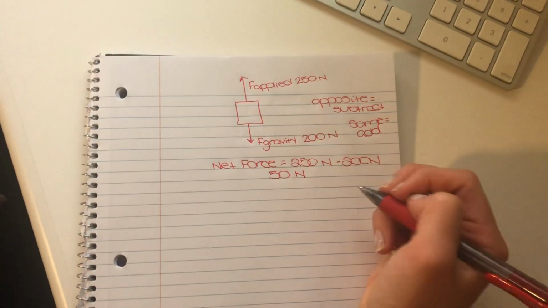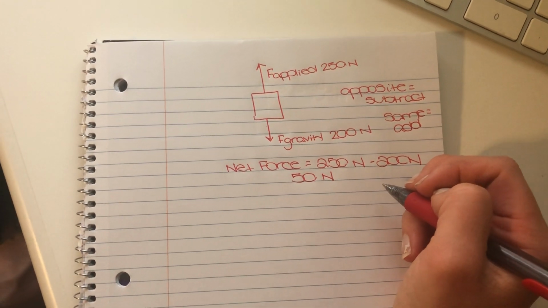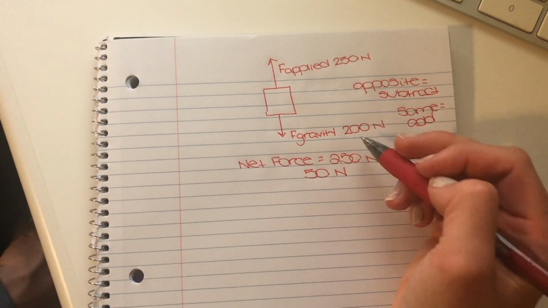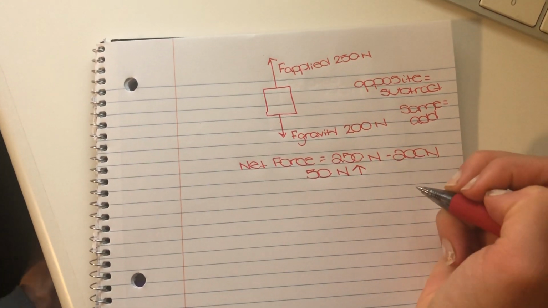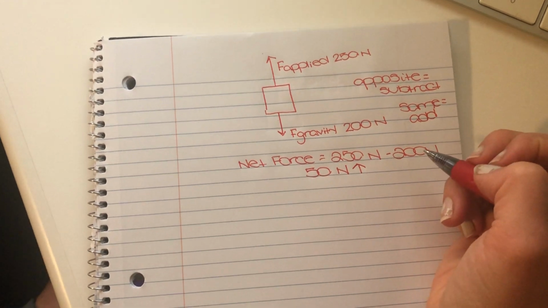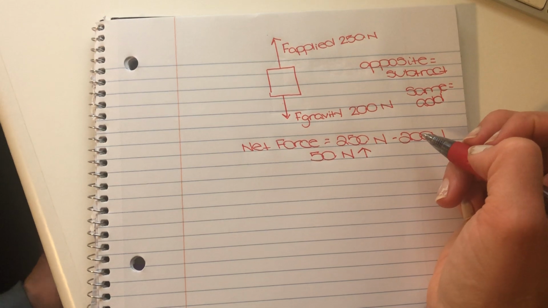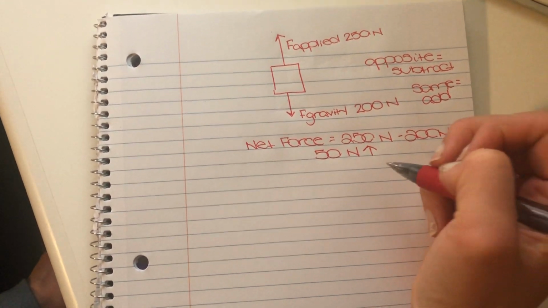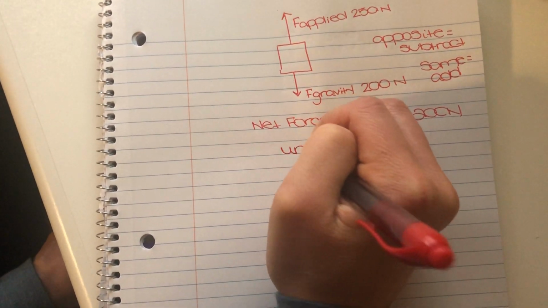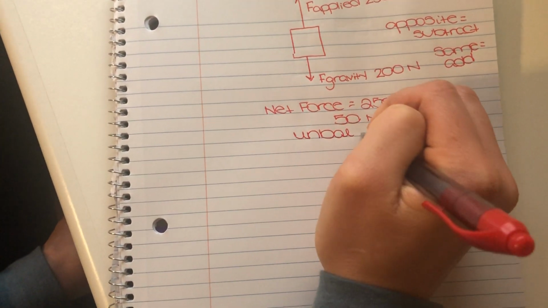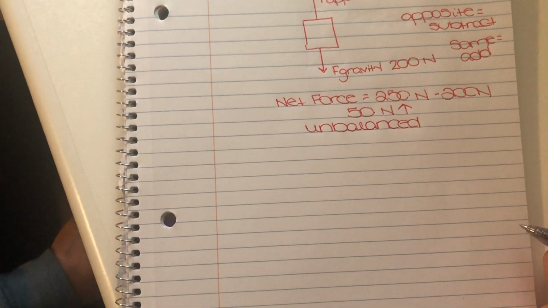And remember, force is something called a vector, so it also has to include a direction. In this case, 250 is greater than 200, so the direction is up. And then part 3 is, is the force balanced or unbalanced? If the forces were balanced, my net force would equal 0. But since I have a net force of 50 newtons up, my forces are unbalanced. So the box is going to move up. So there's our first example.